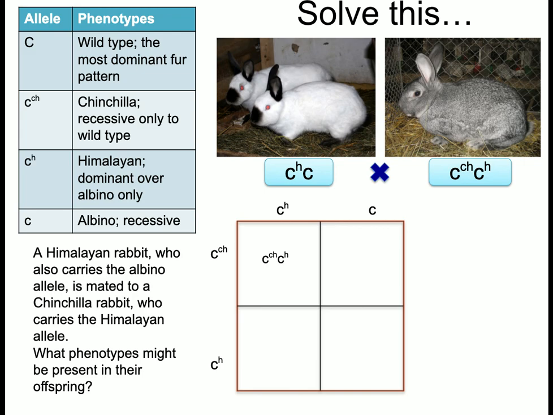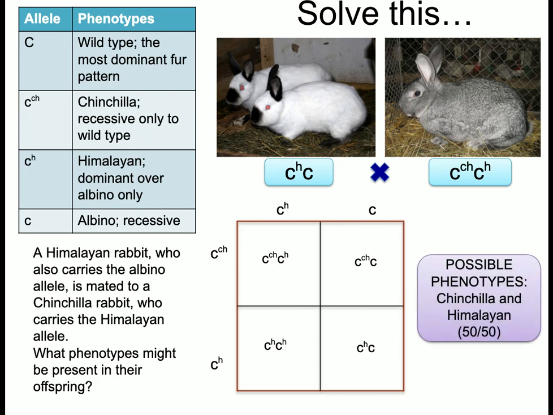So this first one is C c-h, c-h. So that one's chinchilla and Himalayan, but it's going to look chinchilla because chinchilla is the second most dominant. And this one just has h's, it's Himalayan. Then we have this one over here, which is chinchilla, but it's hiding an albino gene. And then here we have a Himalayan that's hiding the albino gene. So 50-50 chinchilla and Himalayan, but half of those are going to be hiding the albino gene.